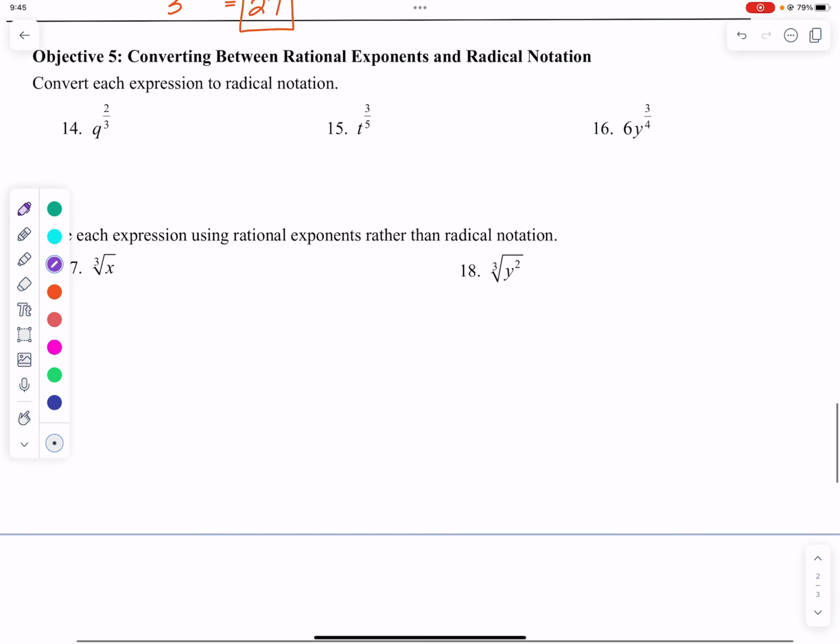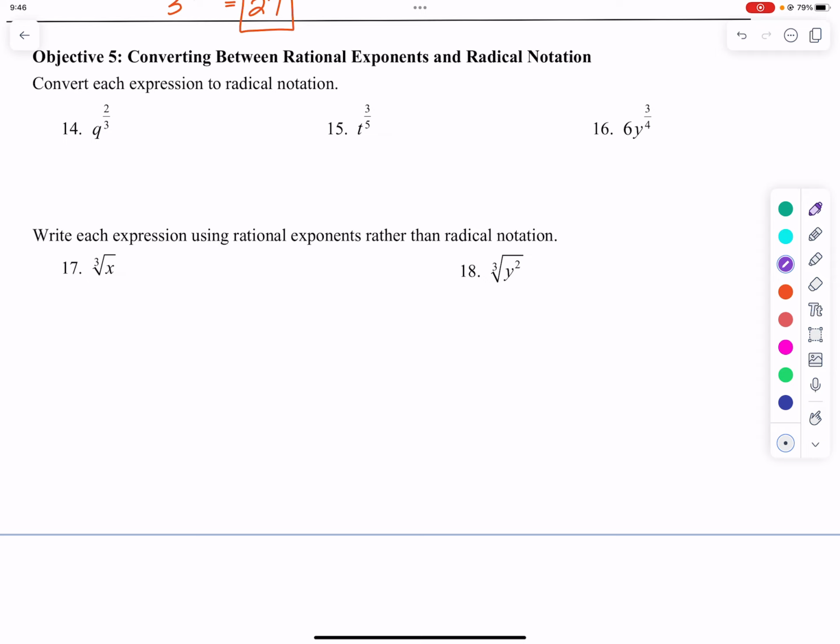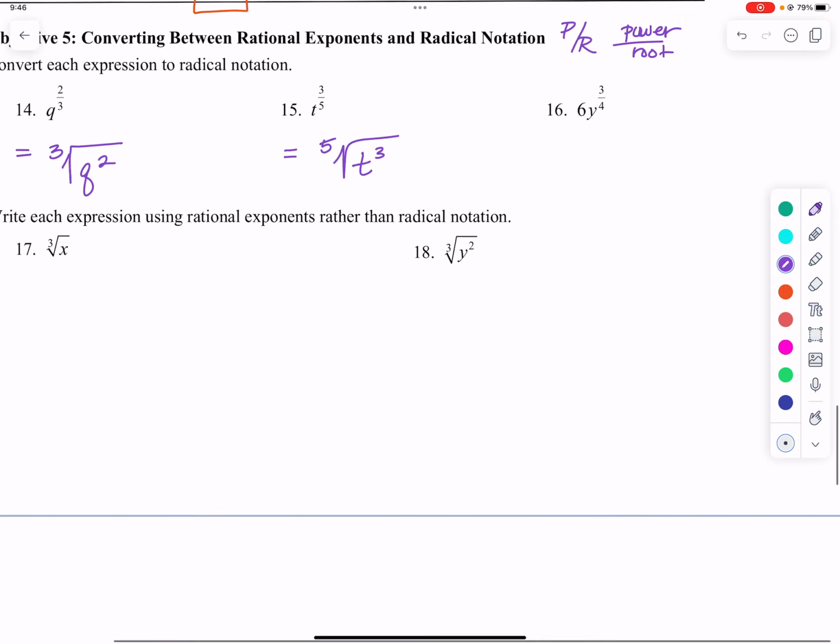Okay. Now we're going to convert. We've done some of this already. Now we're going to convert each expression to radical notation. Okay? See if I can move this pen over here. It does not want to come over here. There we go. Okay, so remember this is power over root. Power divided by root. So here we have the cube root of q squared, okay? Power over root. Here we have the 5th root of t cubed, okay?